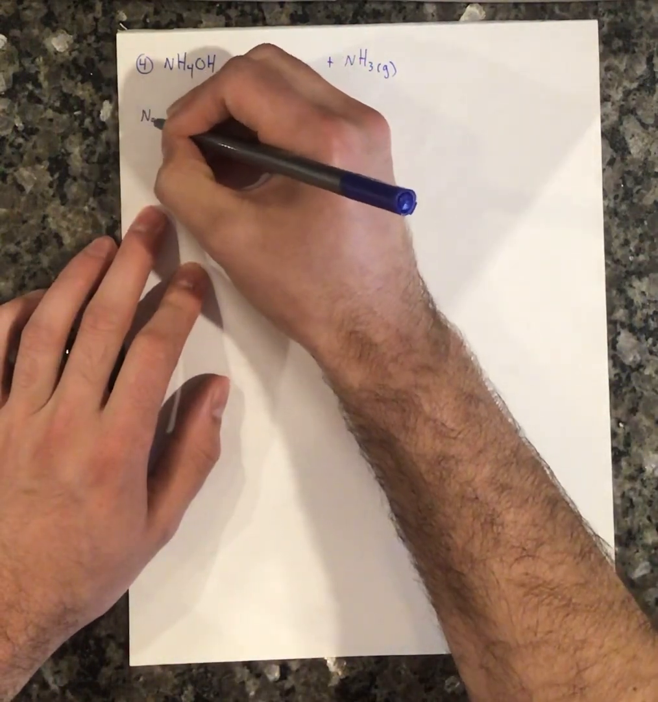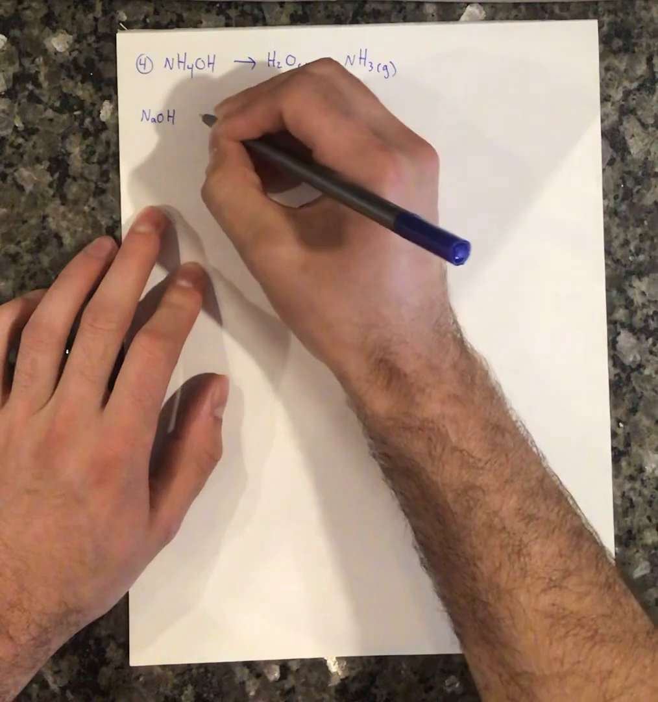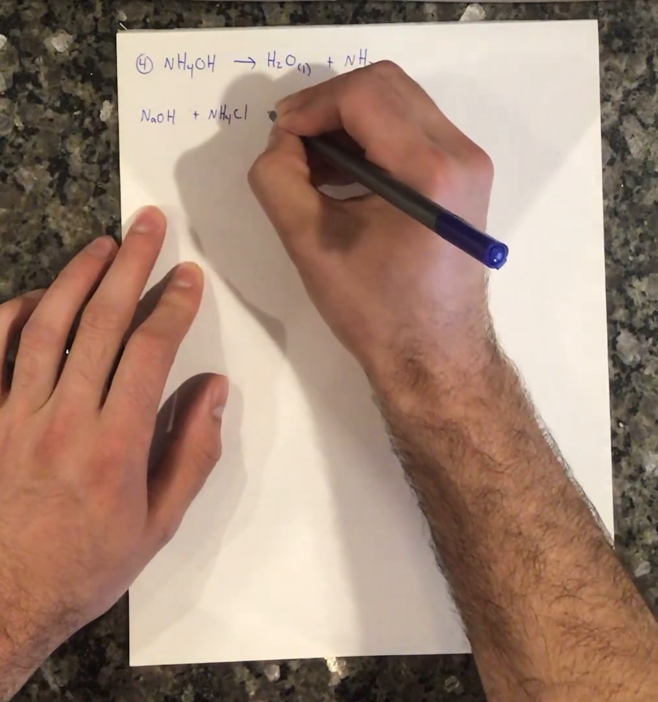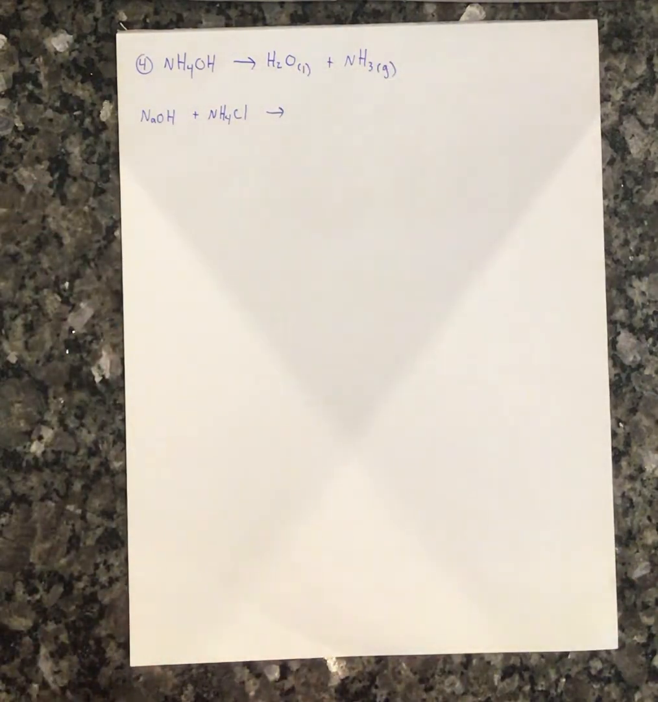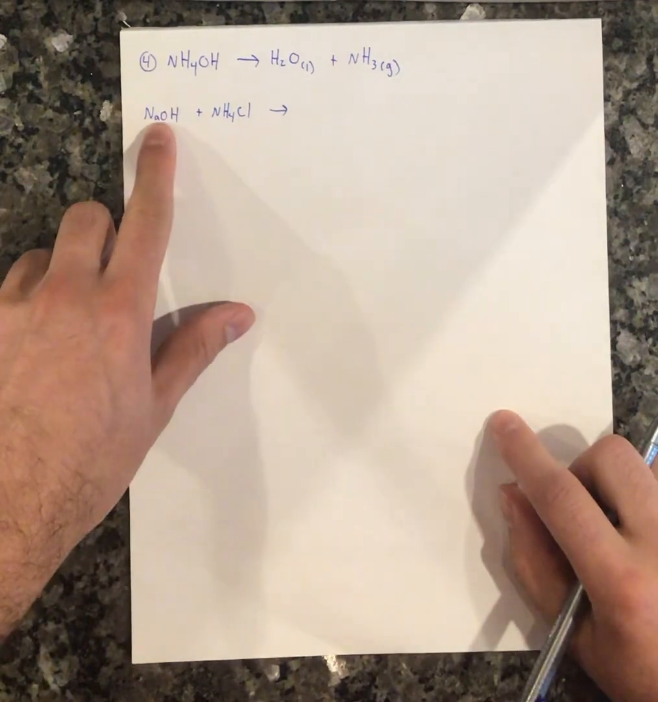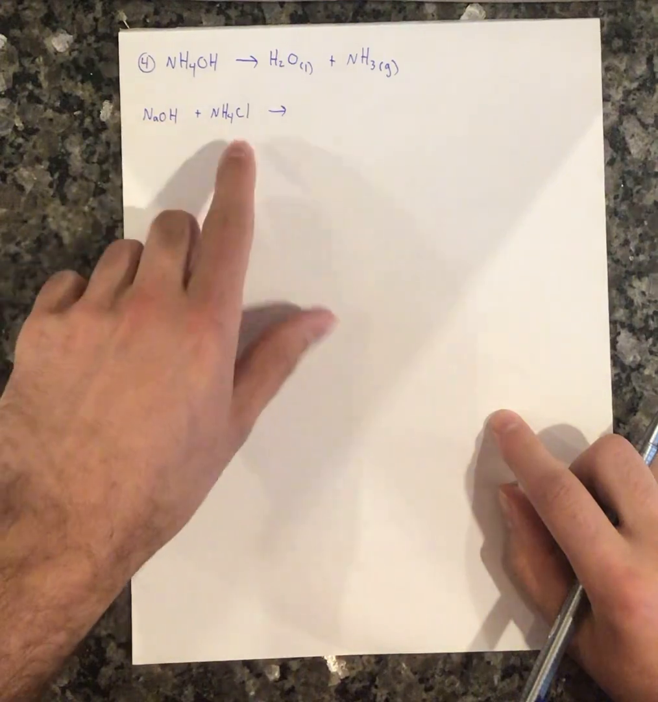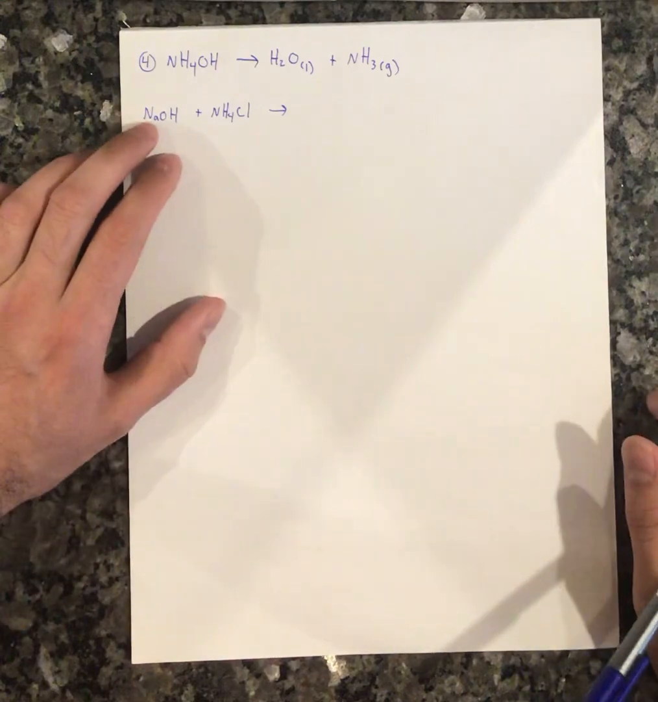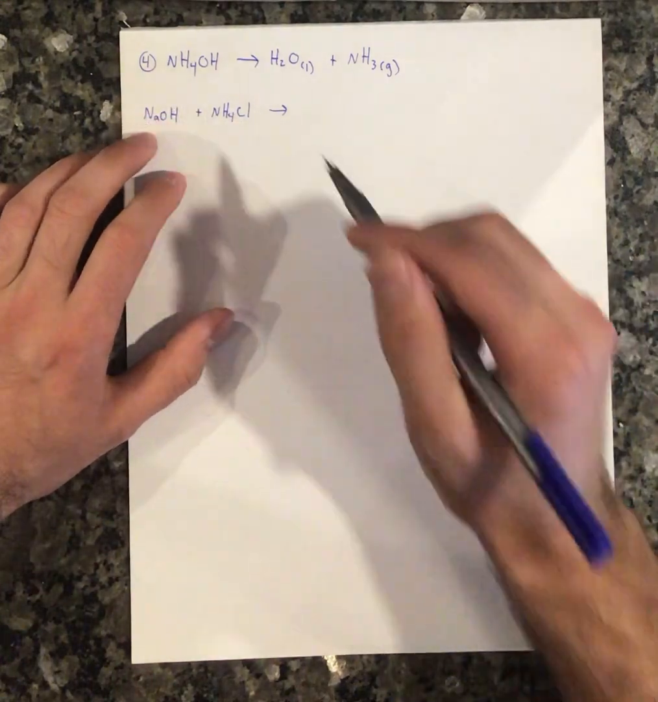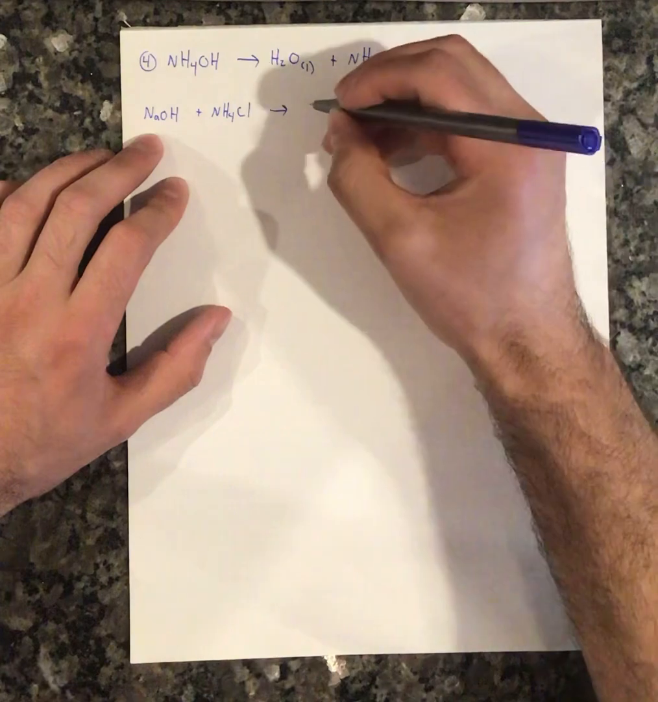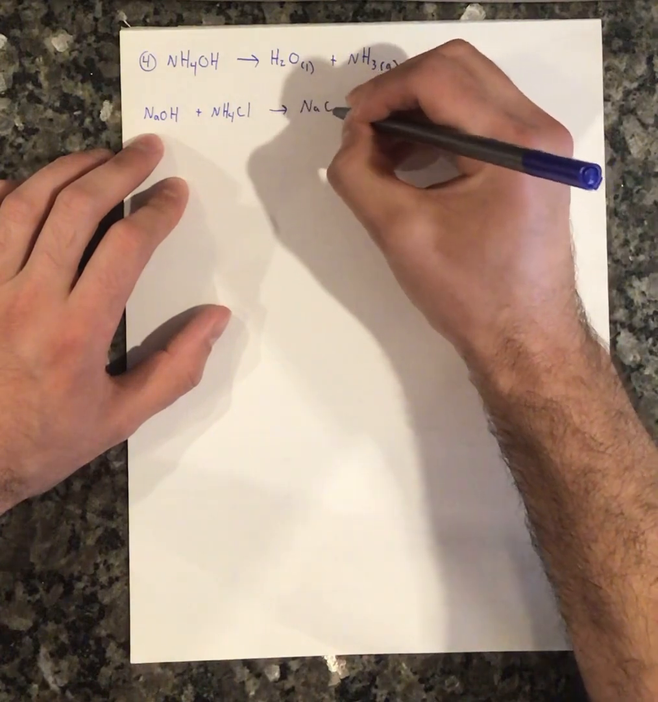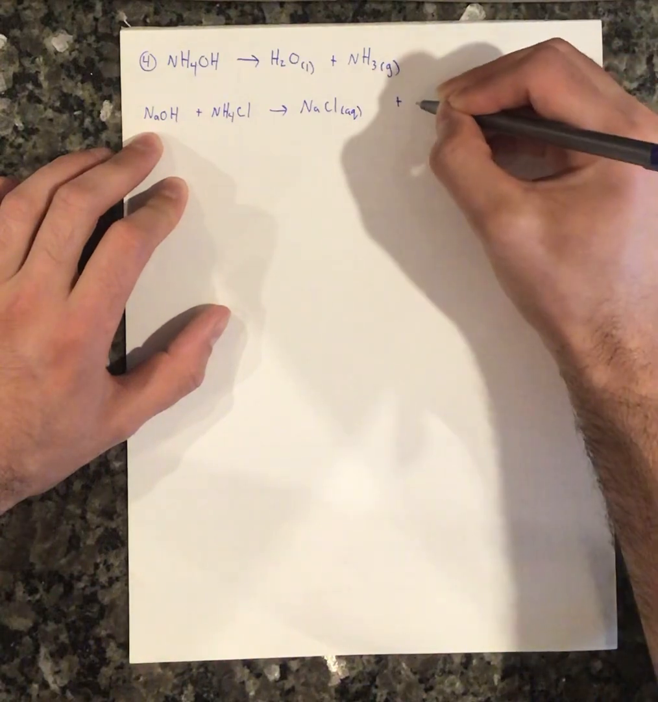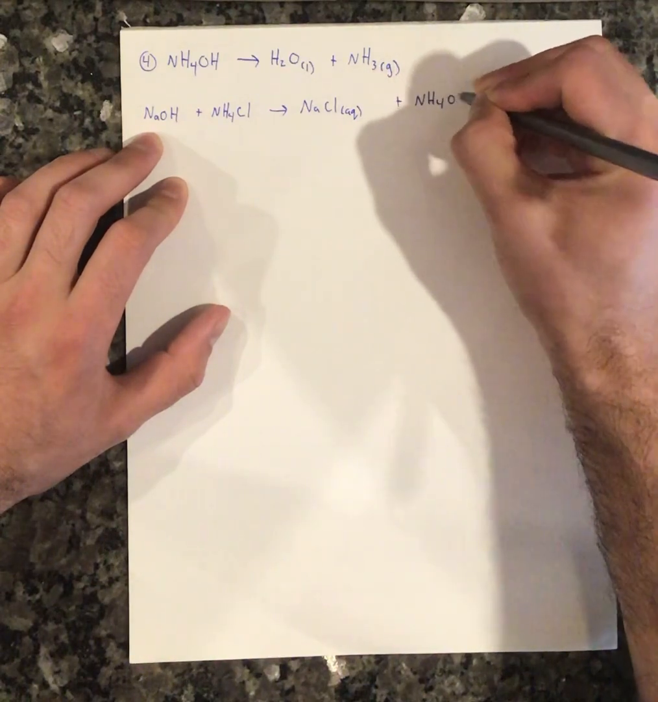So let's say we had NaOH, and we had ammonium chloride. Once again, we'll have a double displacement reaction. I know this because we have two things here, sodium and hydroxide, ammonium and chloride. Two things and two things are going to switch. So the two positives are going to switch. The sodium and the ammonium will switch spots. And when we get that, we get our sodium chloride, and we would get our ammonium hydroxide.